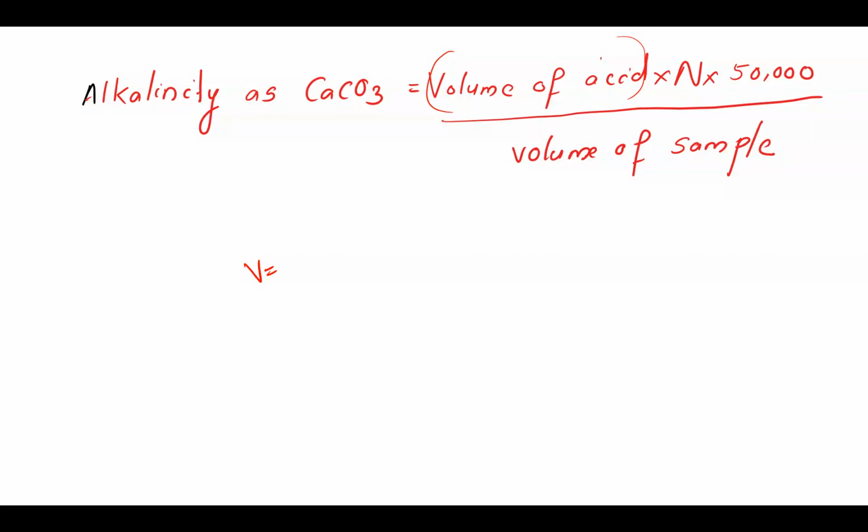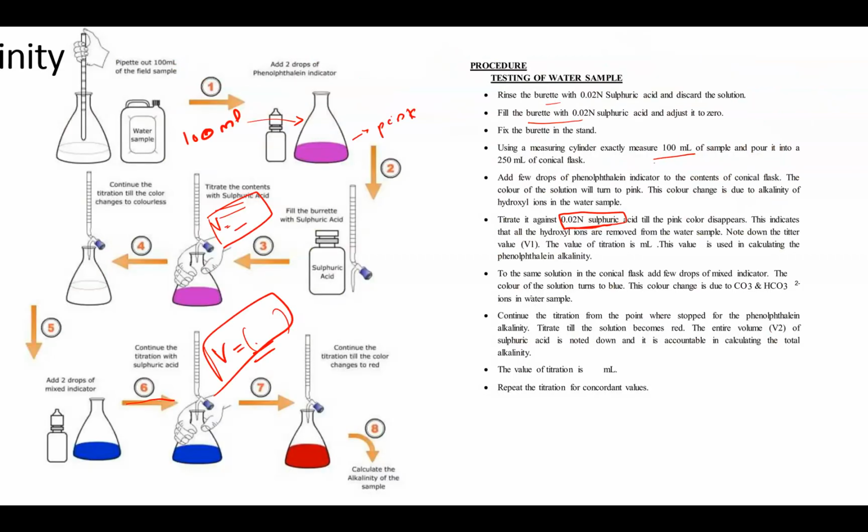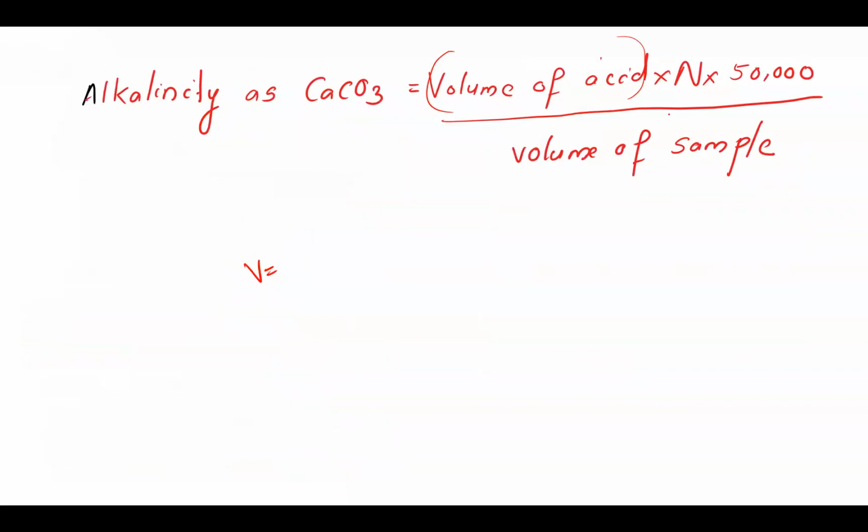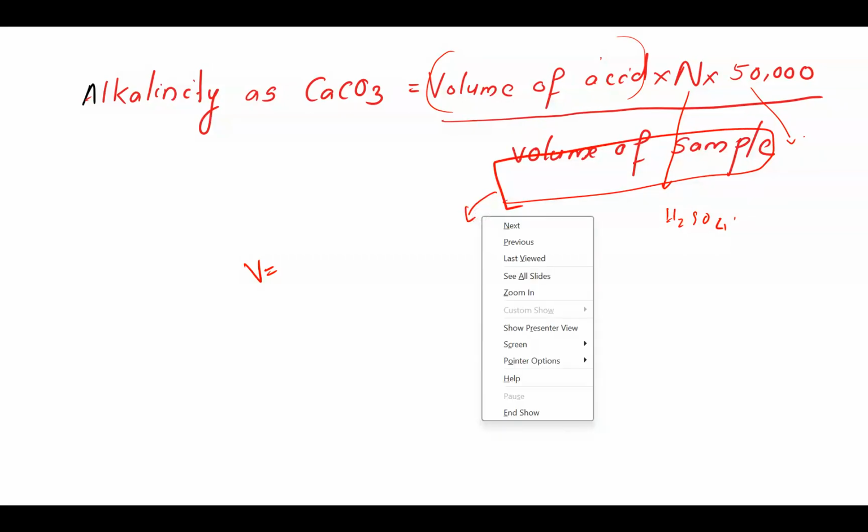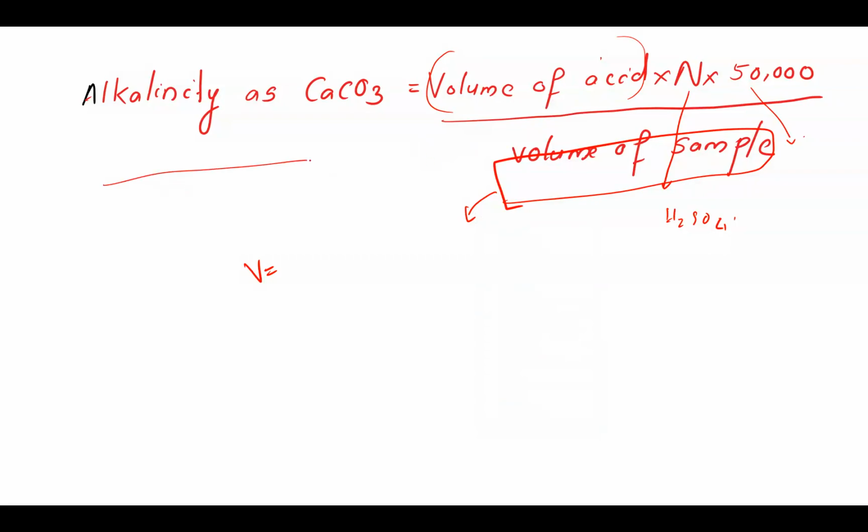So here you can see you have two types of alkalinity, oleum 1 and oleum 2. You have the total oleum here, and N is the normality of the acid that we are using here, H2SO4. Then this 50,000 is the equivalent of CaCO3. Then the volume of the sample that we are taking for the alkalinity measurement. So when you put these values, you will get the alkalinity as CaCO3. Thus you can calculate the alkalinity. Got it?